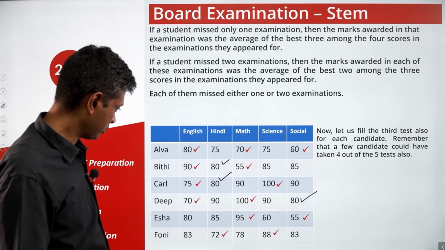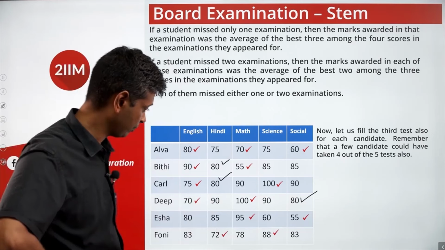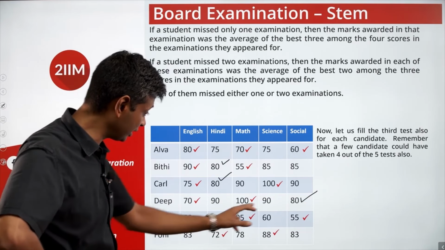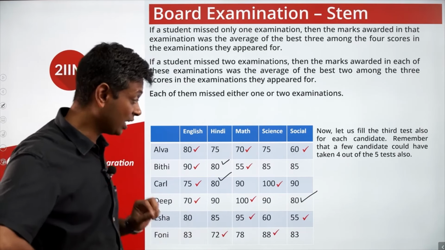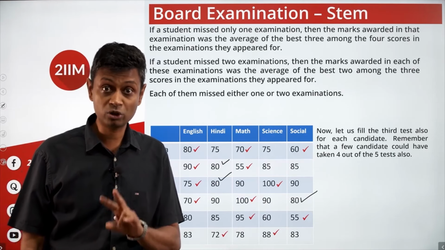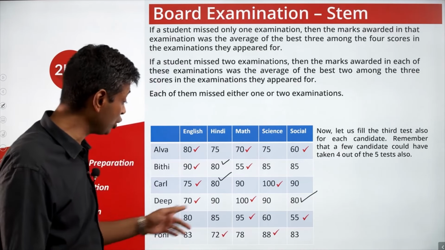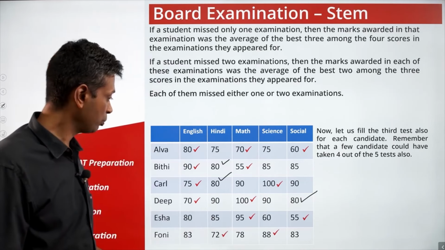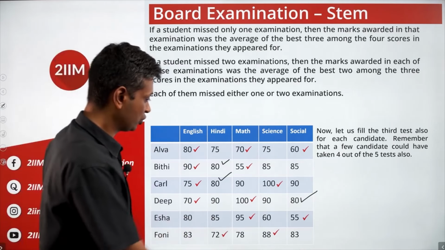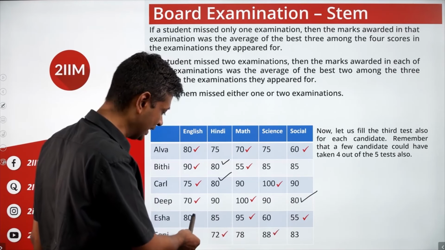Isha, 95 and 55. Isha's thing is funny because there's 95 here, there's 55 here. But all 3 are different. So, Isha has definitely taken 4 exams. If you've taken 3 exams, then the average of the best 2 will be the filled in number for 2 others. So the average of 3 of her numbers should be the 4th one. Fine. So she has definitely taken 95, 85, 80.